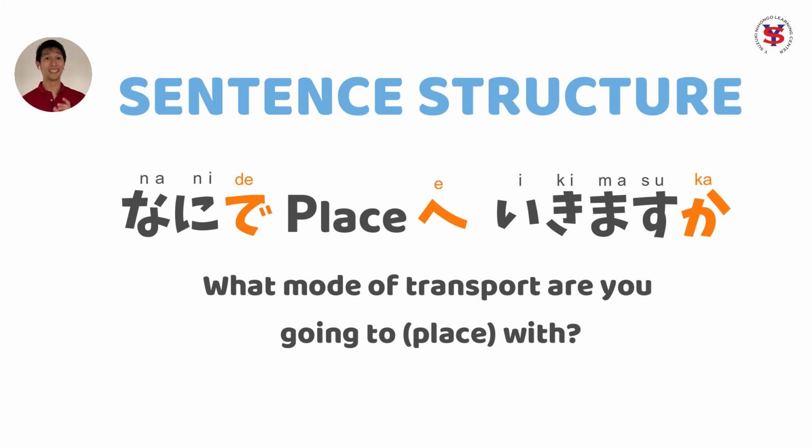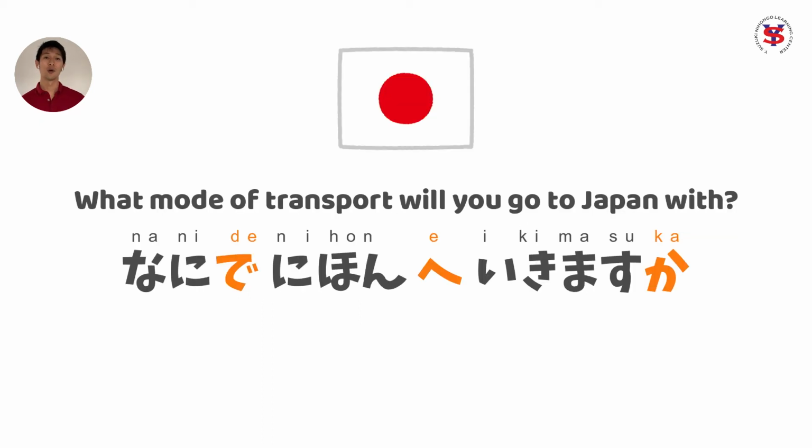Tandaan natin na kapag de ang gamit natin, transportation ang pinag-uusapan natin. So if we see de, you're talking about the mode of transport. Don't forget the question particle ka sa huli ng sentence. So, for example, we want to ask, what mode of transport will you go to Japan with? So, ano ang gamit mo papuntang Japan, right?